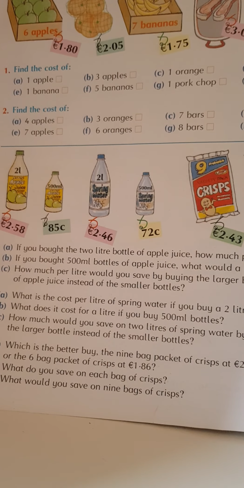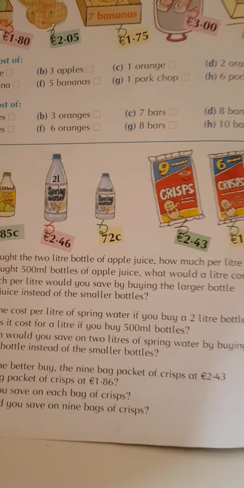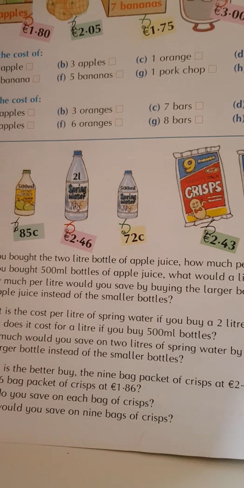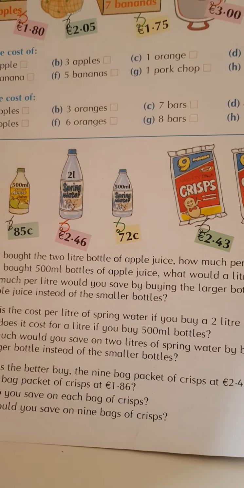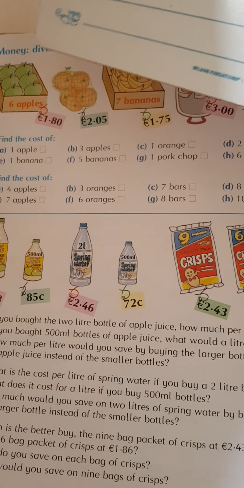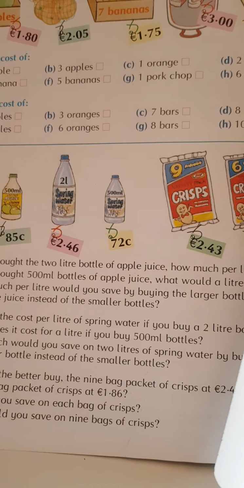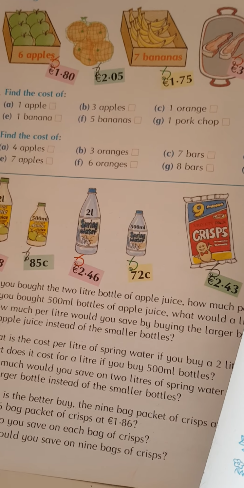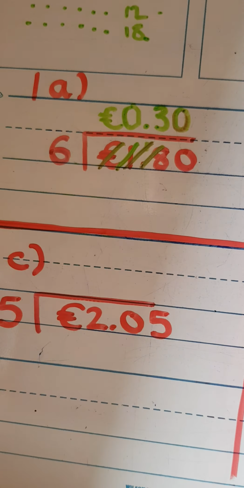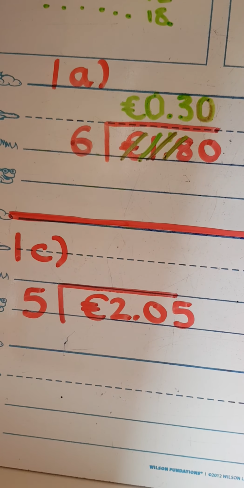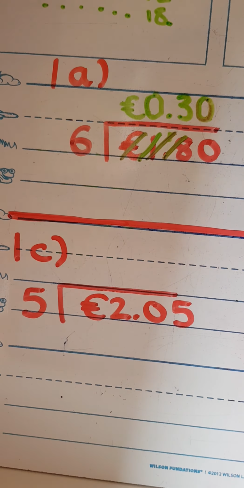I'll do another example. I'm going to do 1 part C. So 1 part C wants to know the cost of 1 orange. And in the bag, 1, 2, 3, 4, 5, there are 5 oranges. Sorry, you can see them there. Now, I'm going to have to divide 205 by 5 because the total cost for 5 oranges is 205. And I divide it by the amount of oranges in the bag to find out how much 1 costs. So it's division, because I'm going down from 5 oranges just down to 1. So it's getting smaller. I stick with division.